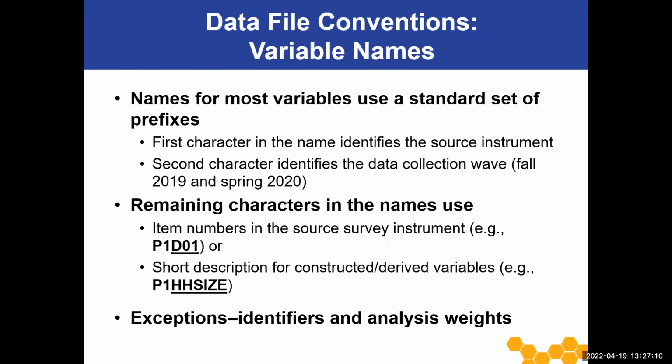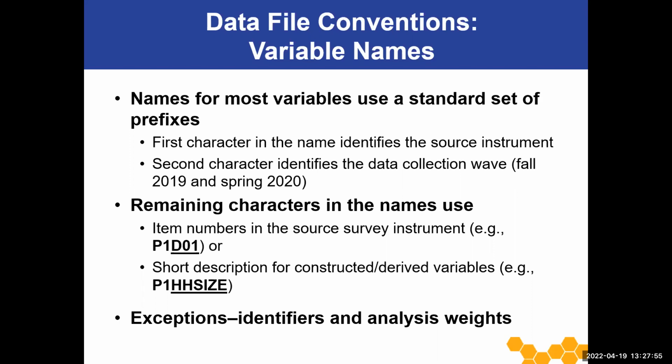FACES 2019 follows certain conventions when naming and labeling variables and assigning missing variable codes. Most variable names use a standard set of prefixes, in which the first character represents the source instrument, such as the parent survey, and the second character represents the wave in which information was collected. So a 1 equals fall 2019, and a 2 equals spring 2020. You can use this to identify the source and data collection wave for each of the variables. For example, a variable beginning with P1 tells you that it came from the fall 2019 parent survey.